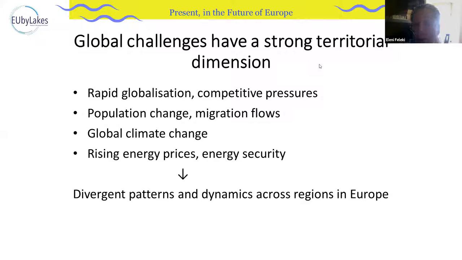There are a lot of differences and a lot of different approaches on how each city and each region can deal with these challenges. Can we go to the next slide?